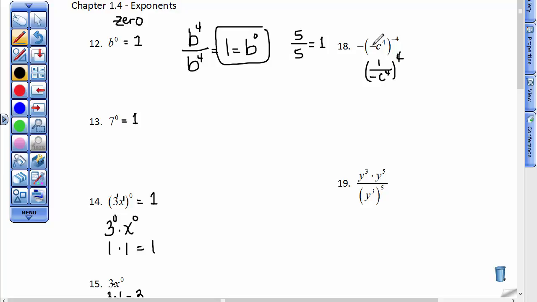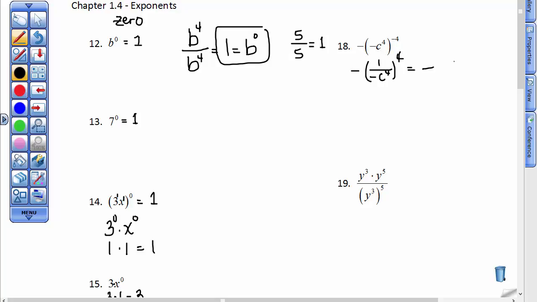You can't drop that negative sign. It's the opposite of c to the 4th. You just are not allowed to drop that. This sign right here has got to come down. So now I'm going to raise all of this to the 4th power. So 1 to the 4th is just 1. And actually I'm going to bring this sign along first. So I'm bringing that down.